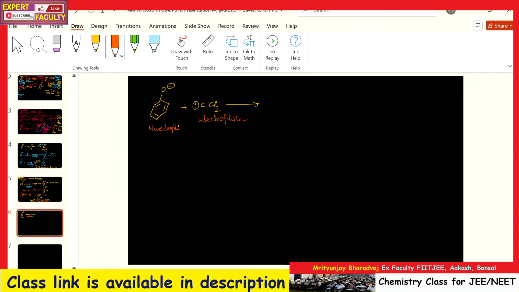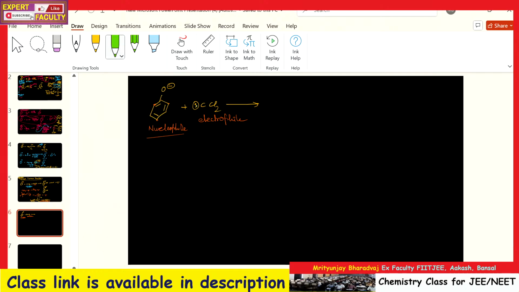Look, the nucleophile is again ambident. Yes or no? Ambident or not? It can have nucleophilic attack from the ortho or para position, the pi bond, and it can have nucleophilic attack from the oxygen also. What do you think? Is the electrophile soft or hard?